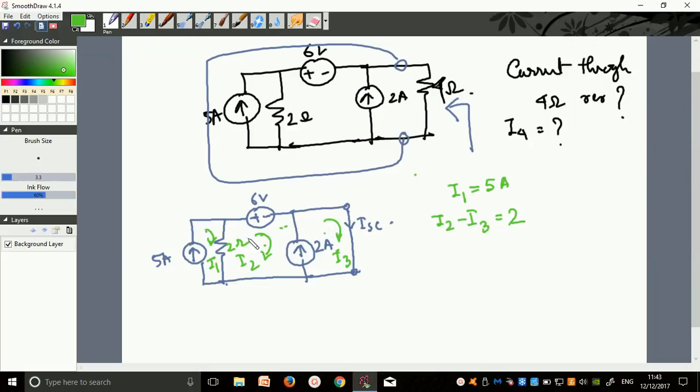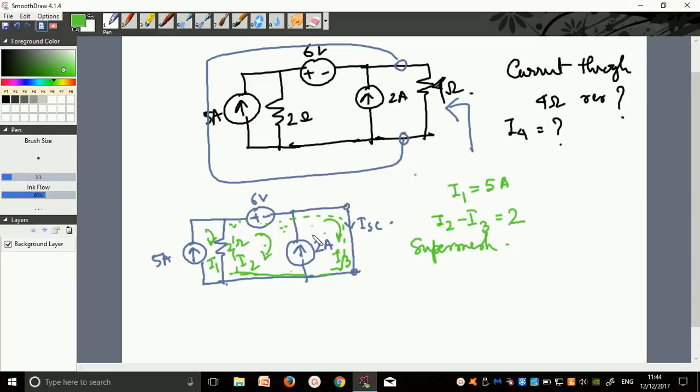But where is the super mesh? This is the 6 volt, then this short circuit here and here. So this is the mesh, this is my super mesh. A super mesh is a mesh in which there are two meshes. In between the two meshes there is a current source, that is called a super mesh.